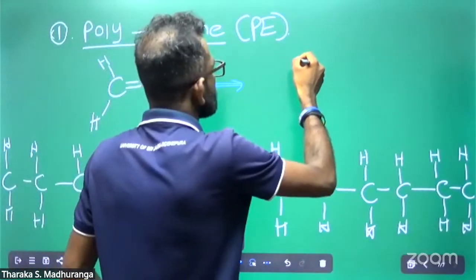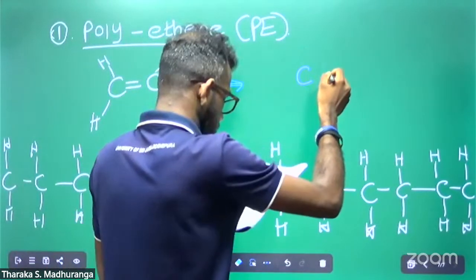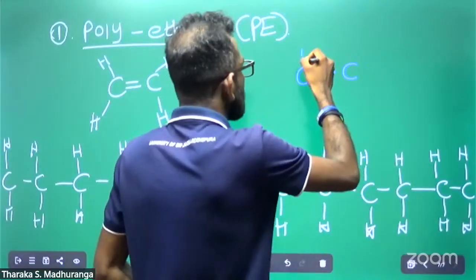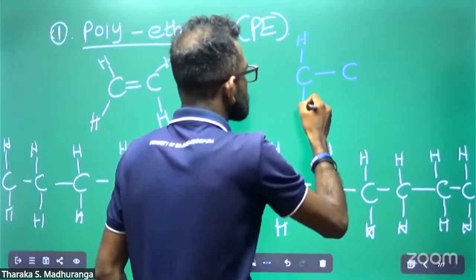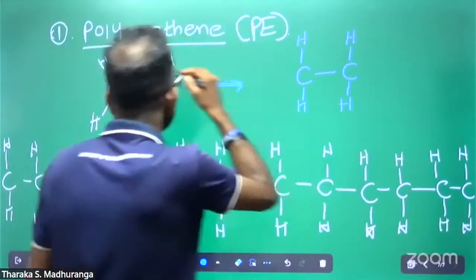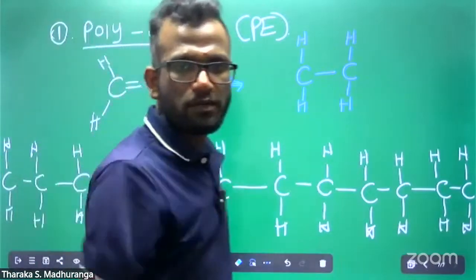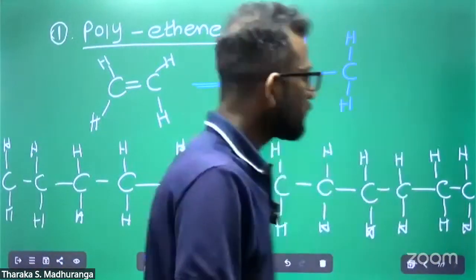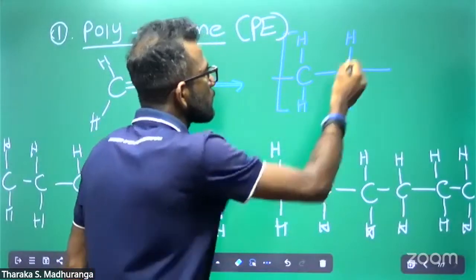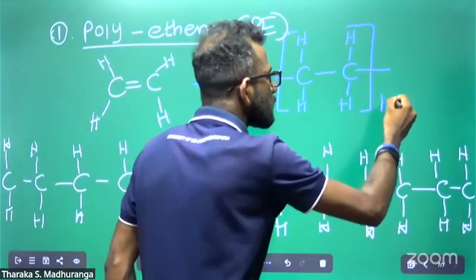Polyethylene polymerization: that's the ethene. First of all, ethene has a double bond. It breaks down. Then, for stabilization, it connects with a number of others.